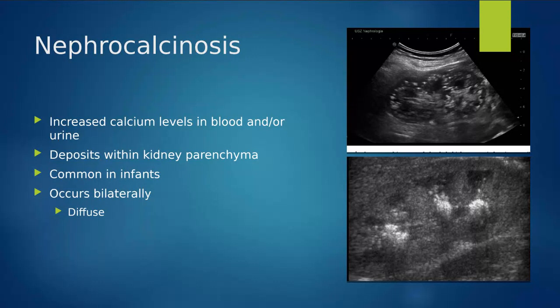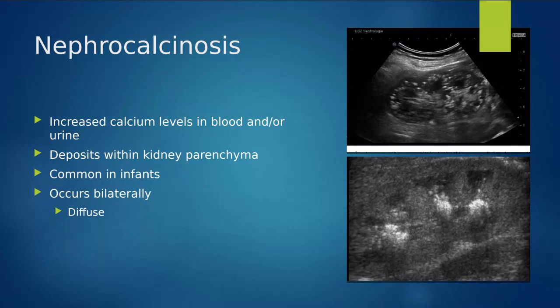Next, we have nephrocalcinosis. This is when a patient has increased calcium levels in their blood or their urine, and those calcium cells get deposited in the kidney parenchyma. So it's not really like multiple stones in the kidney.